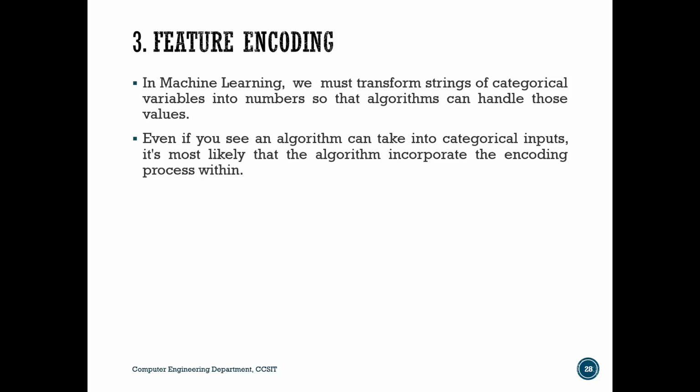Feature encoding in machine learning: we must transform strings of categorical variables into numbers so that algorithms can handle those values. Even if an algorithm can take categorical input, it is definitely converting the categorical into numeric, because we know that all models work with formulas, so we need to convert them.